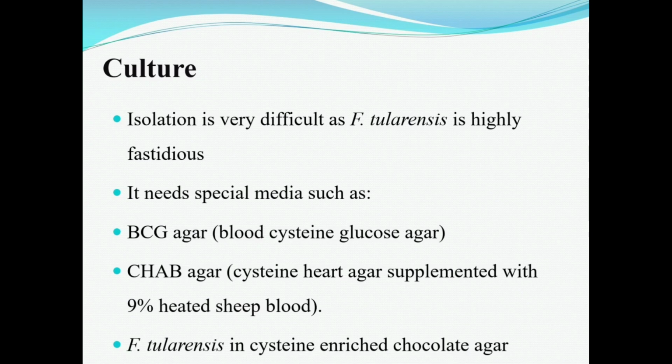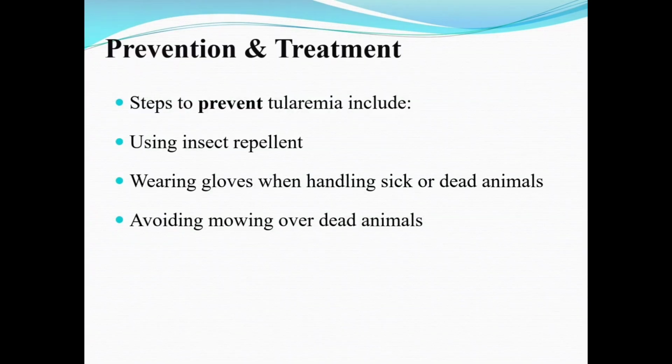The culture medium of Francisella tularensis. The isolation is very difficult as Francisella tularensis is highly fastidious. It needs special media such as BCG agar, blood cysteine glucose agar, CHAB agar, and cysteine heart agar supplemented with 9% heated sheep blood, or cysteine-enriched chocolate agar.